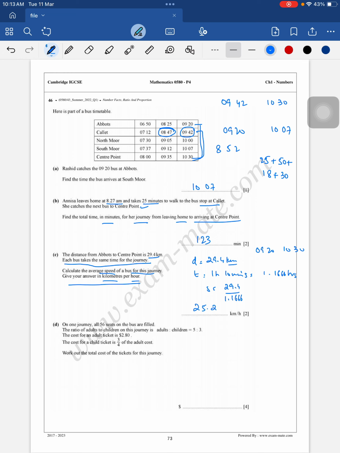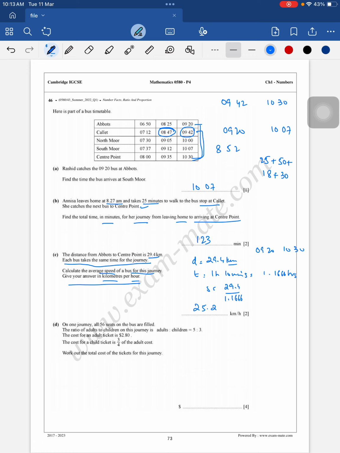On one journey, all 56 seats on the bus are filled. The ratio of adults to children on this journey is 5:3. The cost for an adult ticket is $2.80. The cost for a child ticket is 3/4 of the adult's cost. Work out the total cost of the tickets for this journey.